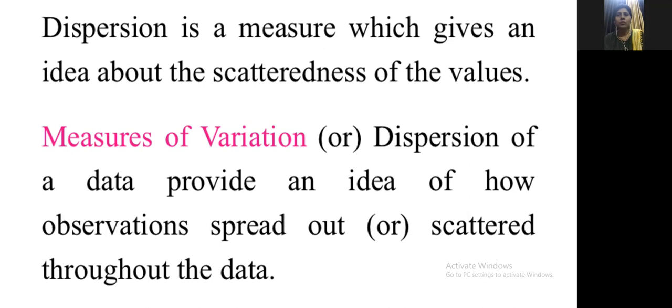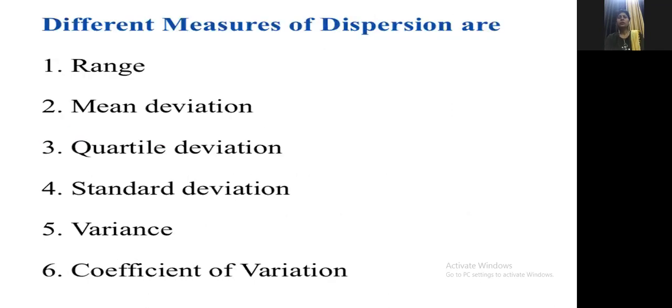We know the names of these dispersions as range, interquartile range, standard deviation, and different others, which we are going to discuss. These are the different measures of dispersion, which we are going to understand with the help of different examples. First is range, second is mean deviation, third is quartile deviation, the fourth is standard deviation, fifth is variance, and the last one is coefficient of variation. So let's understand all these one by one.